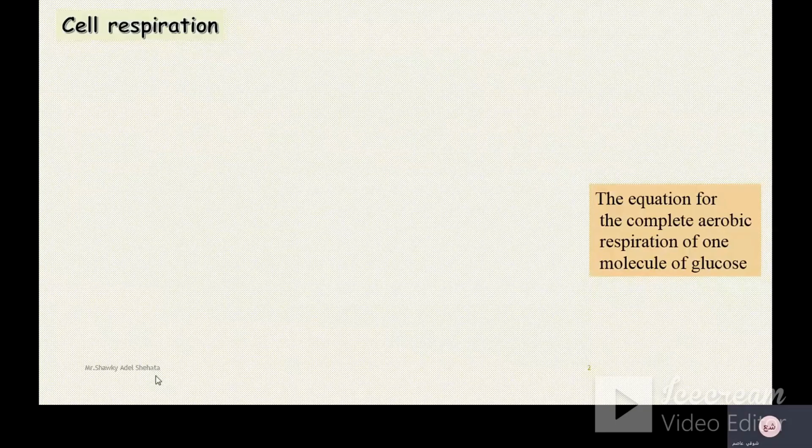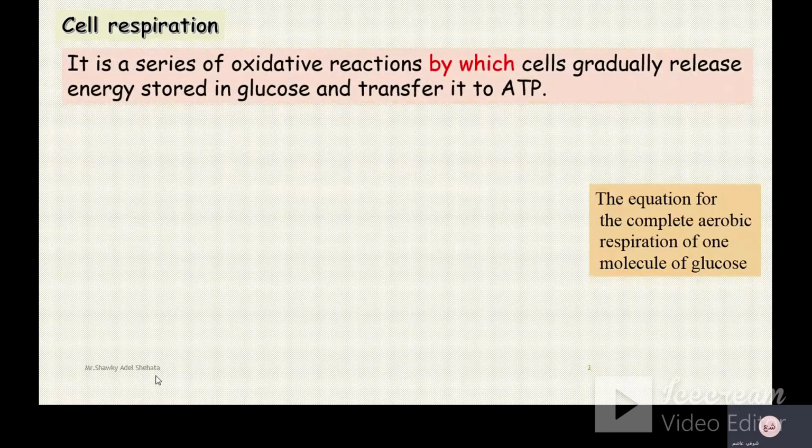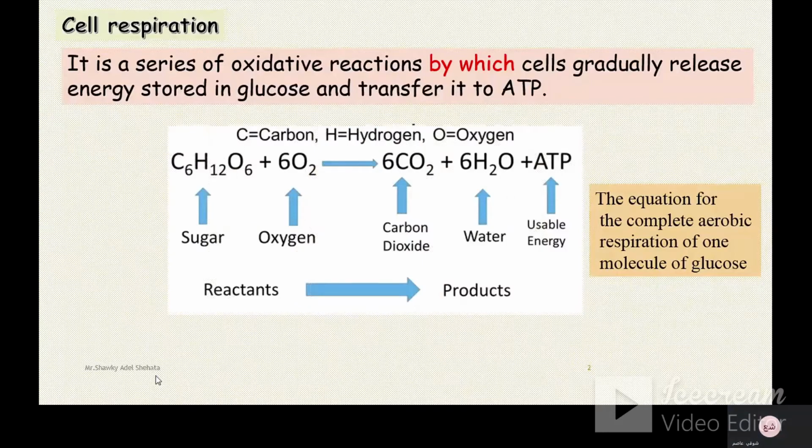Generally, it is a very important part. You have to know it well when studying SAT biology. It's a foundation. So what's meant by cell respiration? Cell respiration is a series of oxidative reactions by which the cells gradually release energy stored in glucose and transfer it into ATP. So let's try to see the equation of cell respiration.